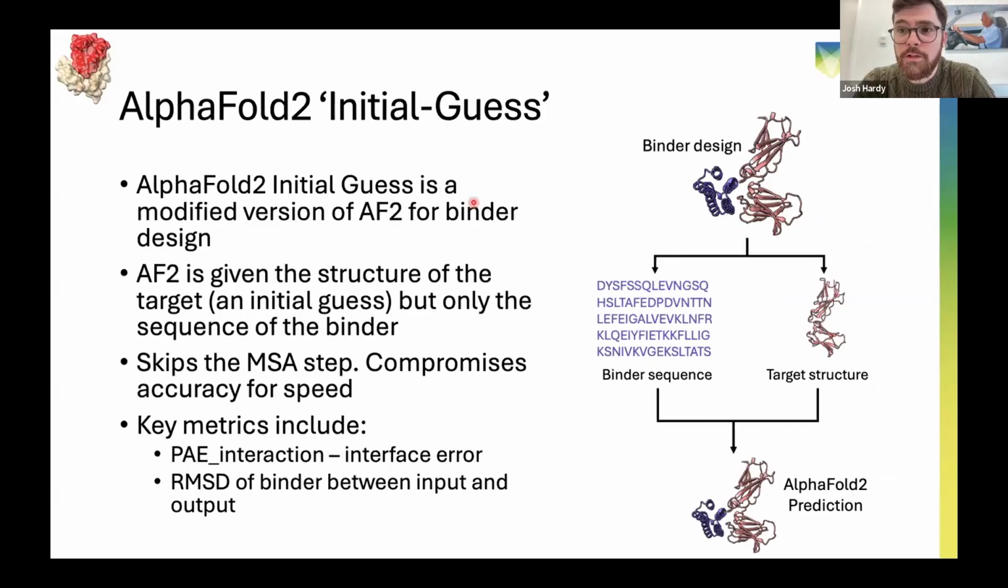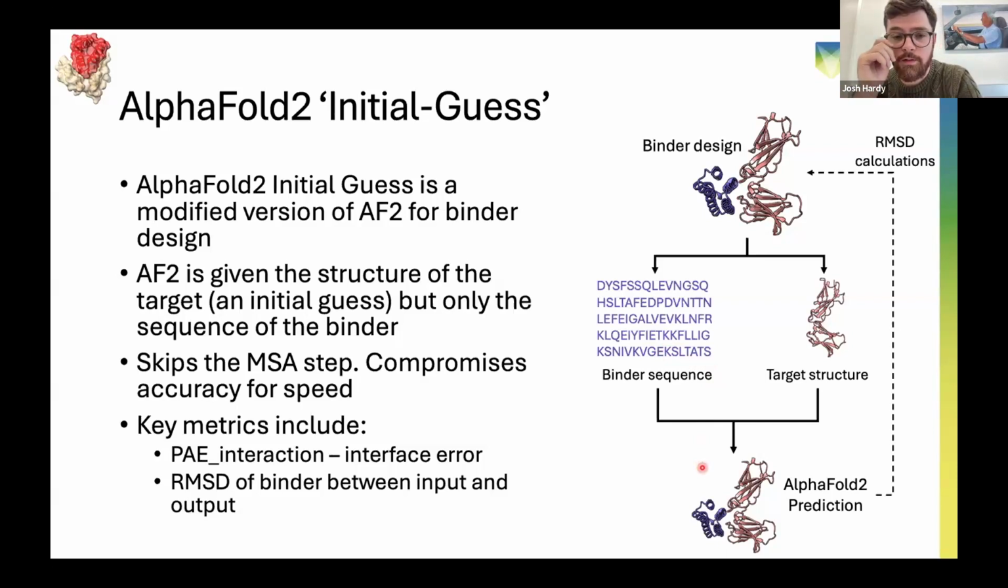So the first is Alphafold 2 Initial Guess, which has been used for a few years now to basically test designs. And how it works is that the design, which contains a binder and target, is given to Alphafold 2, but with limited information. So Alphafold 2 gets a structure for the target, which is the initial guess, but it's only given the sequence for the binder, so it's not given any information about the structure. And then Alphafold 2 predicts the structure, and we can compare the output to the input and see if the binder has folded in the same way, is the binder in the same position, etc. So we're using that structure prediction program to test this binder sequence.